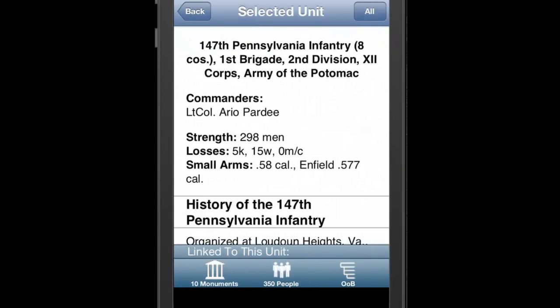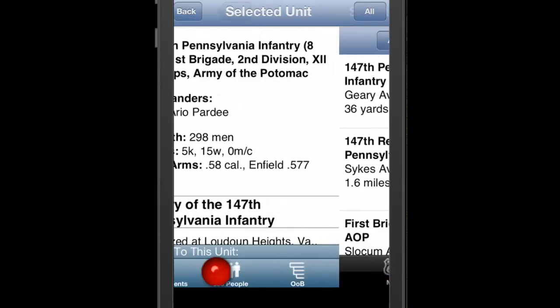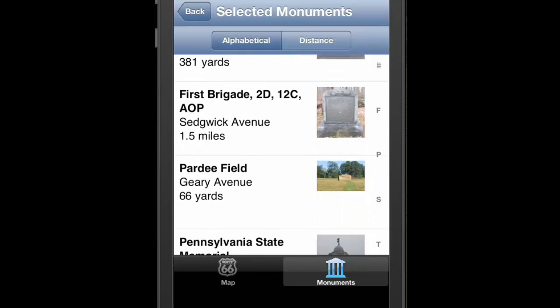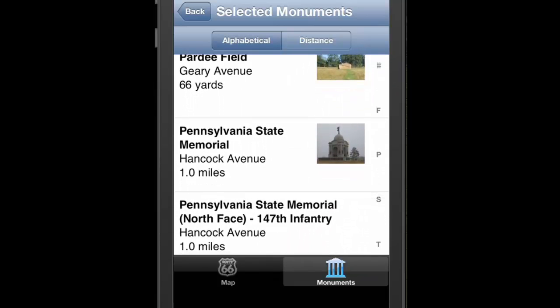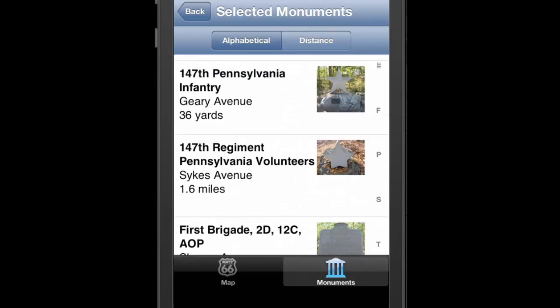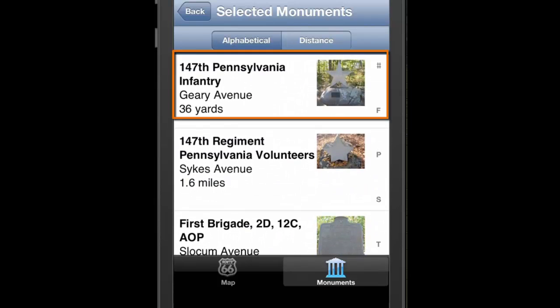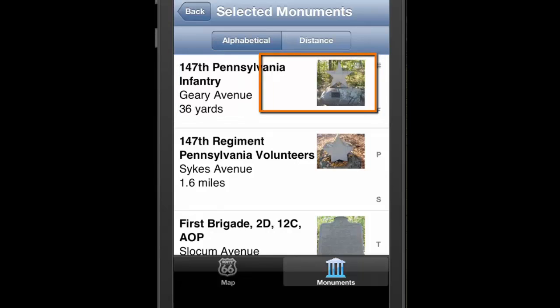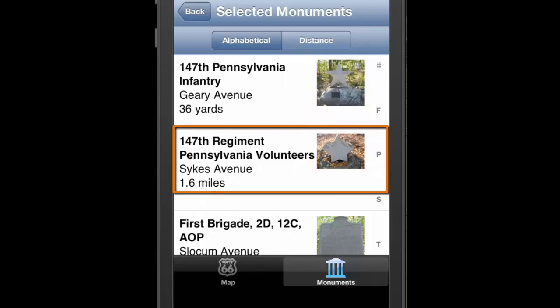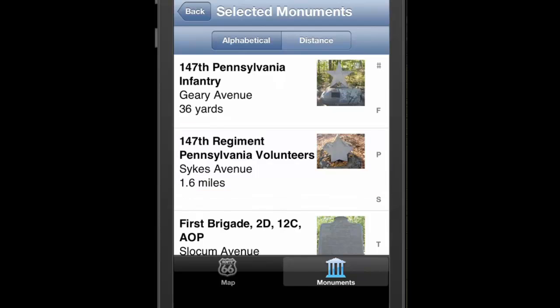Now we started with 1 monument that mentioned this unit, the rock in Pardee Field. But there are 9 others on the battlefield. And there they are. The list automatically includes markers to the unit's brigade, division, and corps. One of those 10 monuments is just 36 yards from where we're parked on Geary Avenue, and that's what it looked like. There's another that looks a lot like it on Sykes Avenue. It's 1.6 miles away, but we don't have to go there to read about it.